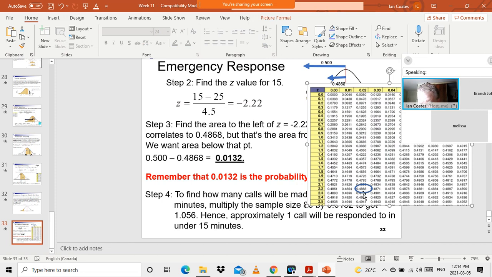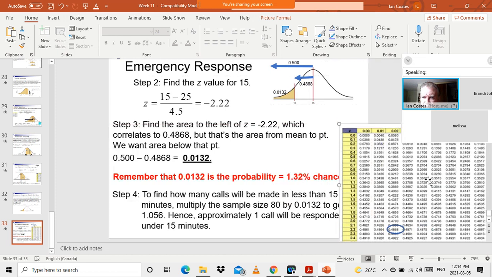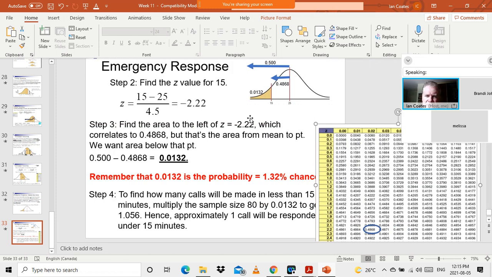2.22. So I get a number of 4868. So be careful. You're going to get a number of 4868. So really the probability of choosing a person from here is going to be 48%. That's almost 50%. That's almost half. Doesn't make sense. So remember that the z-table measures from the mean out.